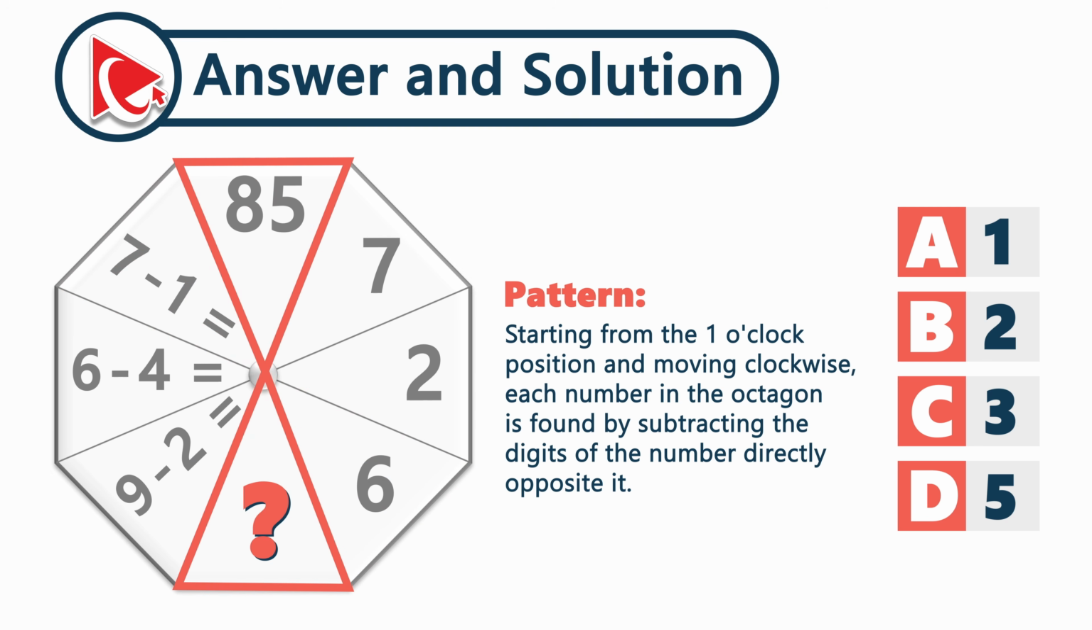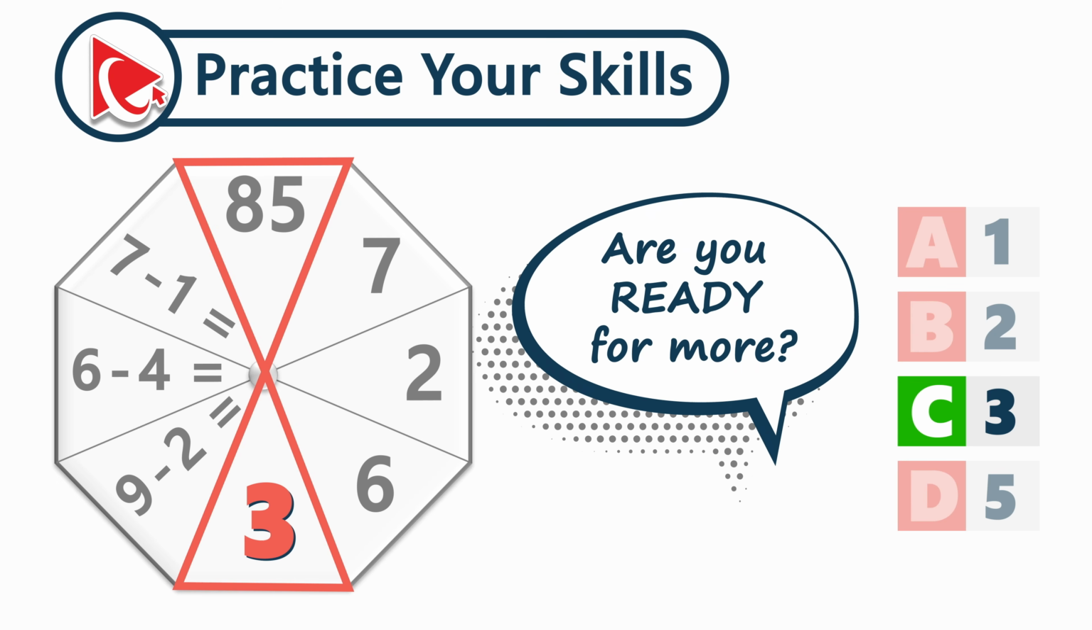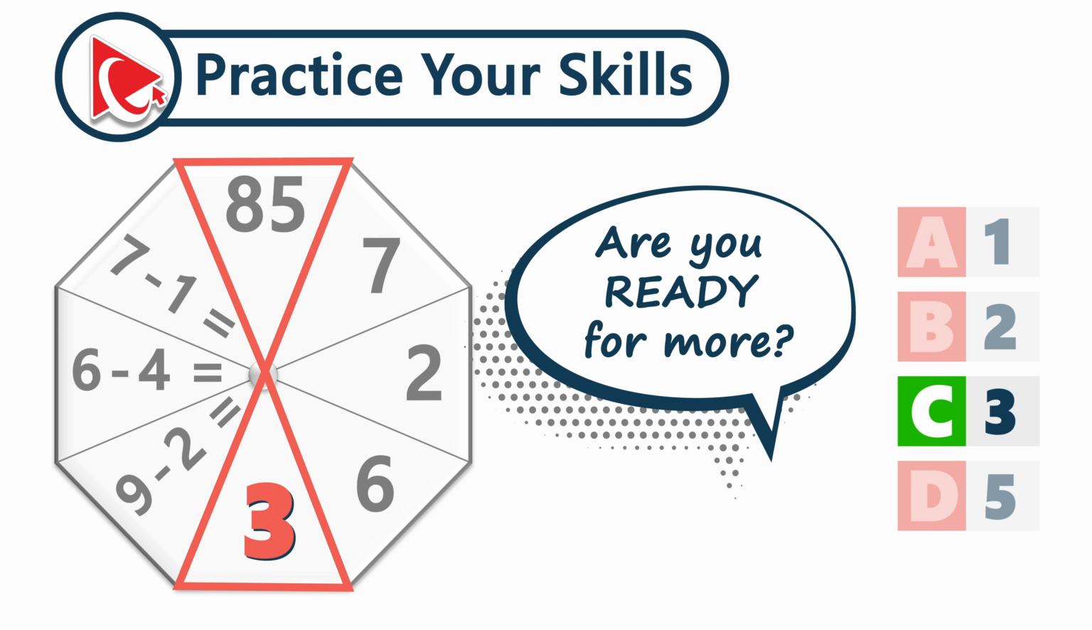And guess what time it is now? It's the magic time to calculate the missing number. 8 minus 5 equals 3. And the correct answer here is choice C, 3. But hold on! Are you ready to put your skills to the test? Give this question a shot and see how you will stack up.